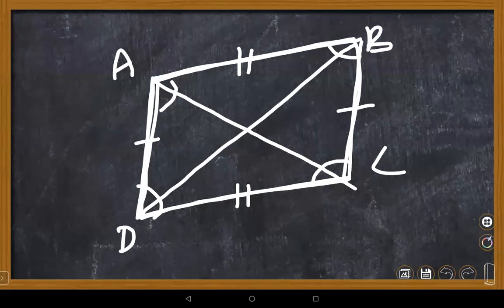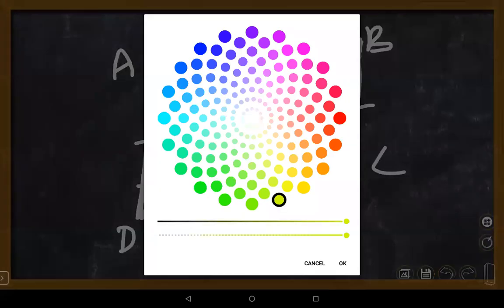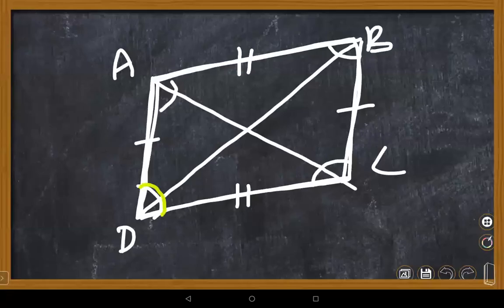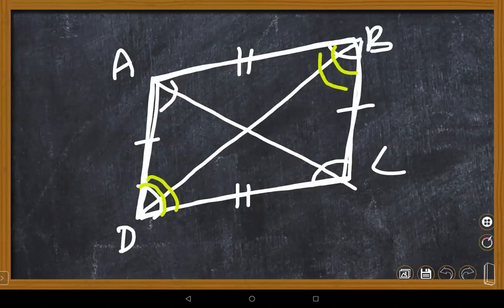Equal in measure. Ma'am, diagonals are also equal, right? You see, opposite sides are equal. If you take angle D equal to angle B, and angle A equal to angle C, opposite angles are equal in a parallelogram. Ma'am, it is called the vertically opposite angles property.